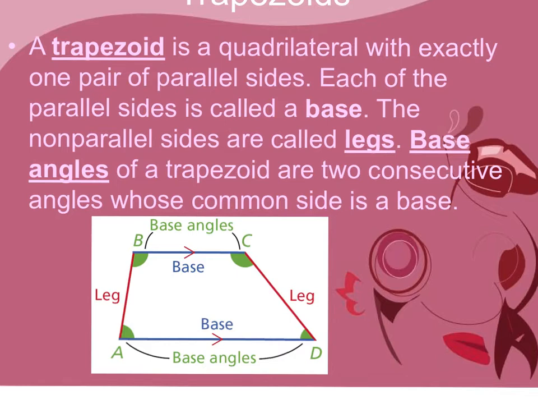Like B and A, while B may be a base angle and A may be a base angle, they are not base angles together. We refer to those base angles together like B and C are a pair of base angles. A and D are a pair of base angles. They are attached to the same base.